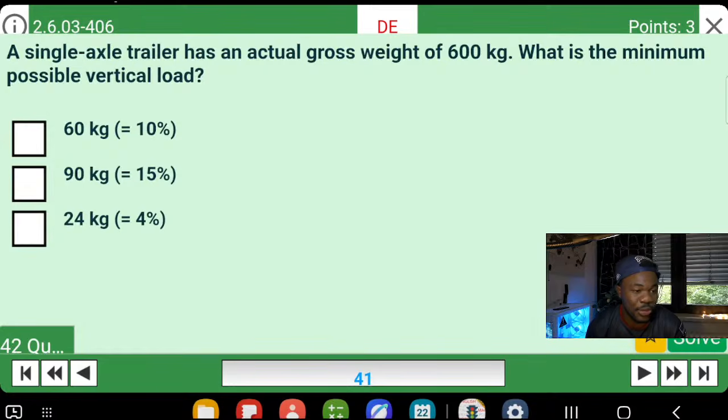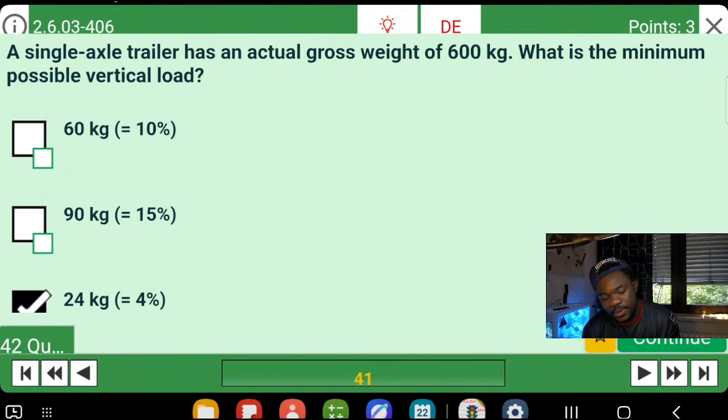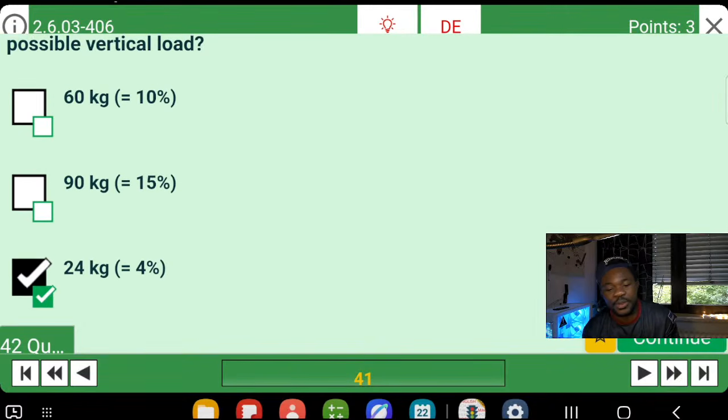A single axle trailer has an actual gross weight of 600 kilograms. What is the minimum possible vertical load? What's correct? Let's go, chat. Give me the answers in the chat. Let's get it. Correct. You guys are actually doing a great job.